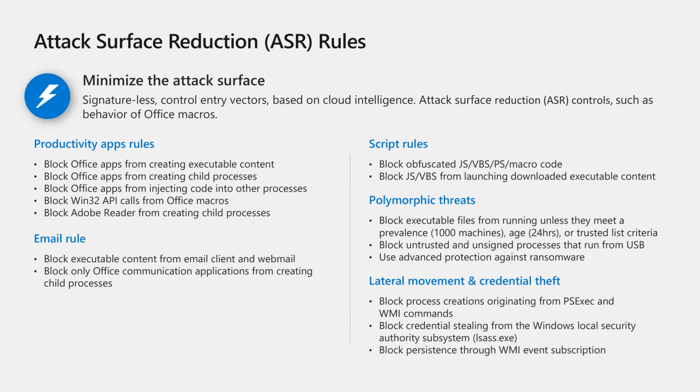So if you want to reduce threats, they're simply saying we can block all of these threats. You can block executable content from email client and webmail. If there is some .exe attached to your email, if I double click on it, it won't execute. So that is again the policy that we define here in ASR. Or block only Office communication applications from creating child processes. Okay, so these are the things that we do.